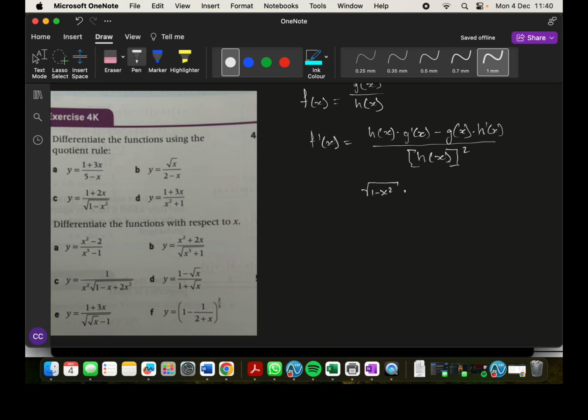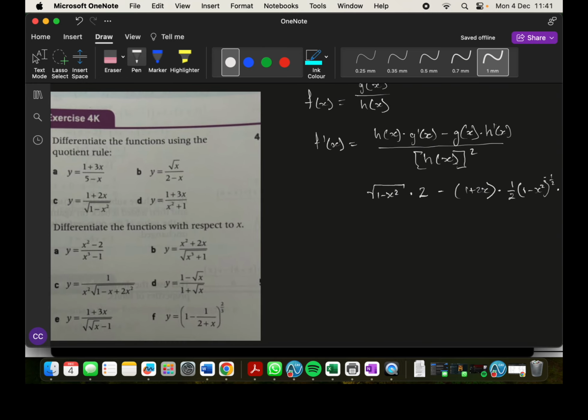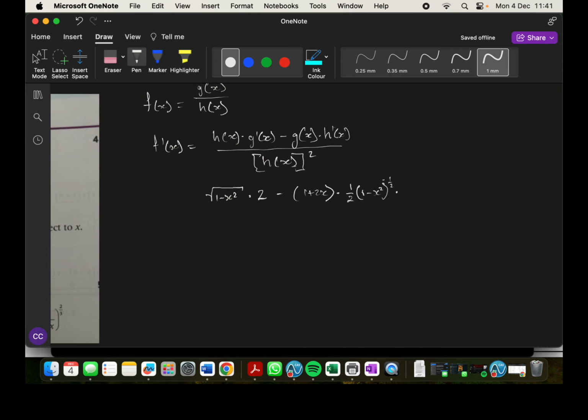times the derivative of the numerator, which would just be 2, minus 1 plus 2x times the derivative of the denominator, which would be 1/2 times 1 minus x squared to the negative 1/2 power, and then times the derivative of the inside, because chain rule, and that would give me just negative 2x.